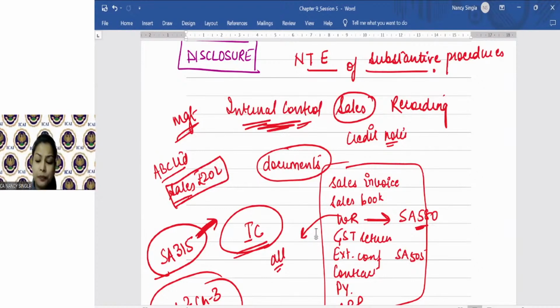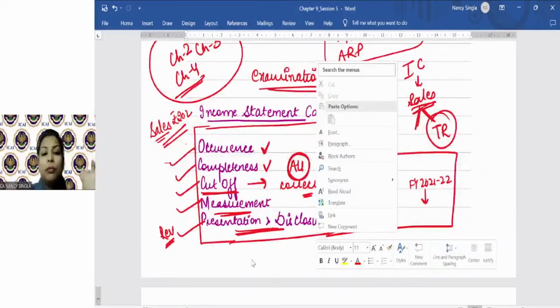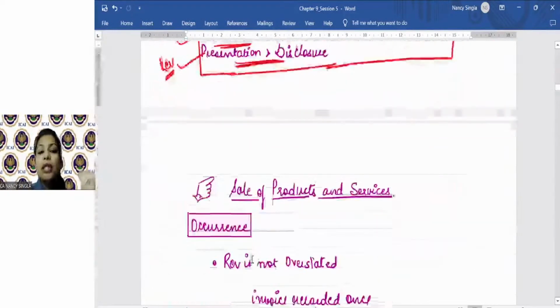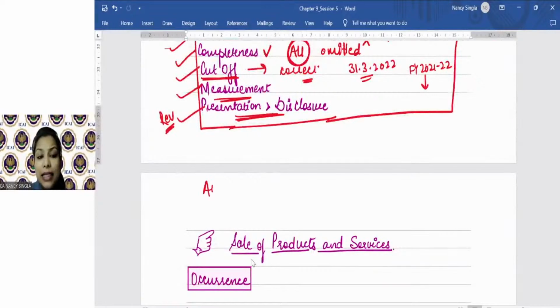Okay? Clear? Now, various analytical review procedures that the auditor may perform. Now tell me, what are the various analytical review procedures that the auditor may perform?